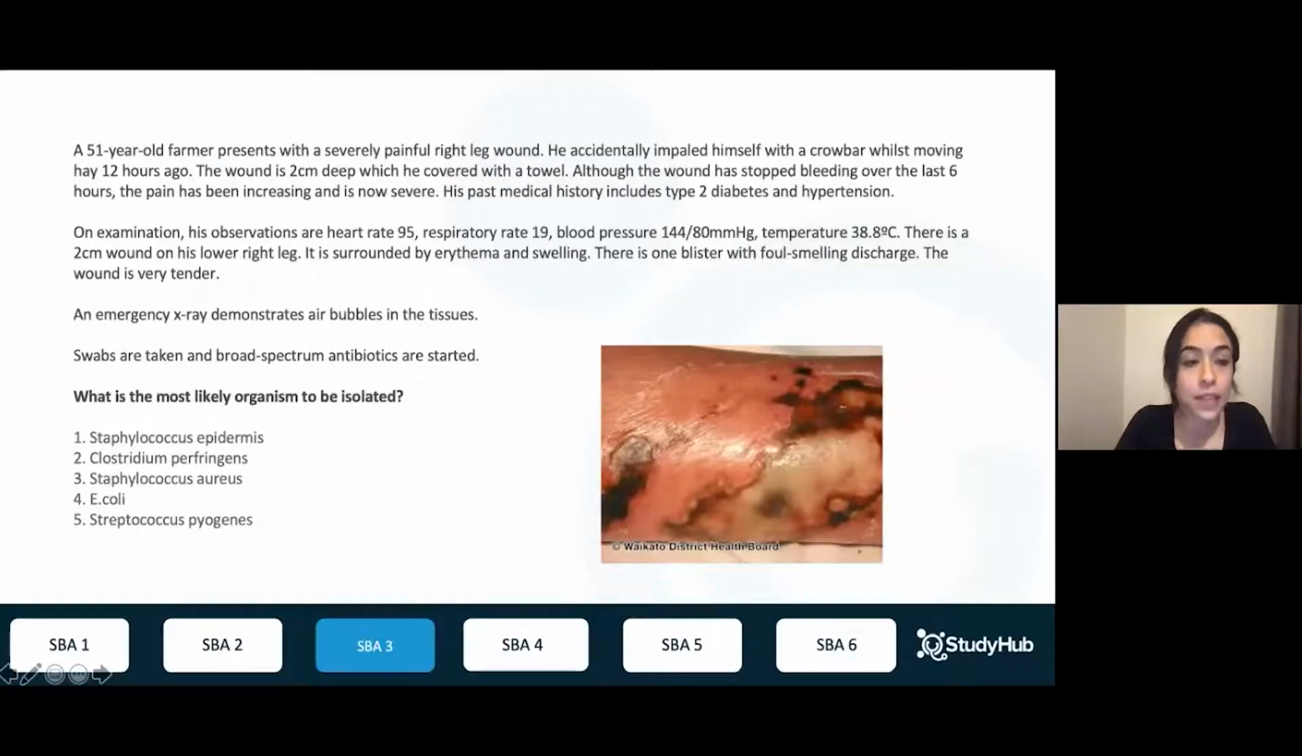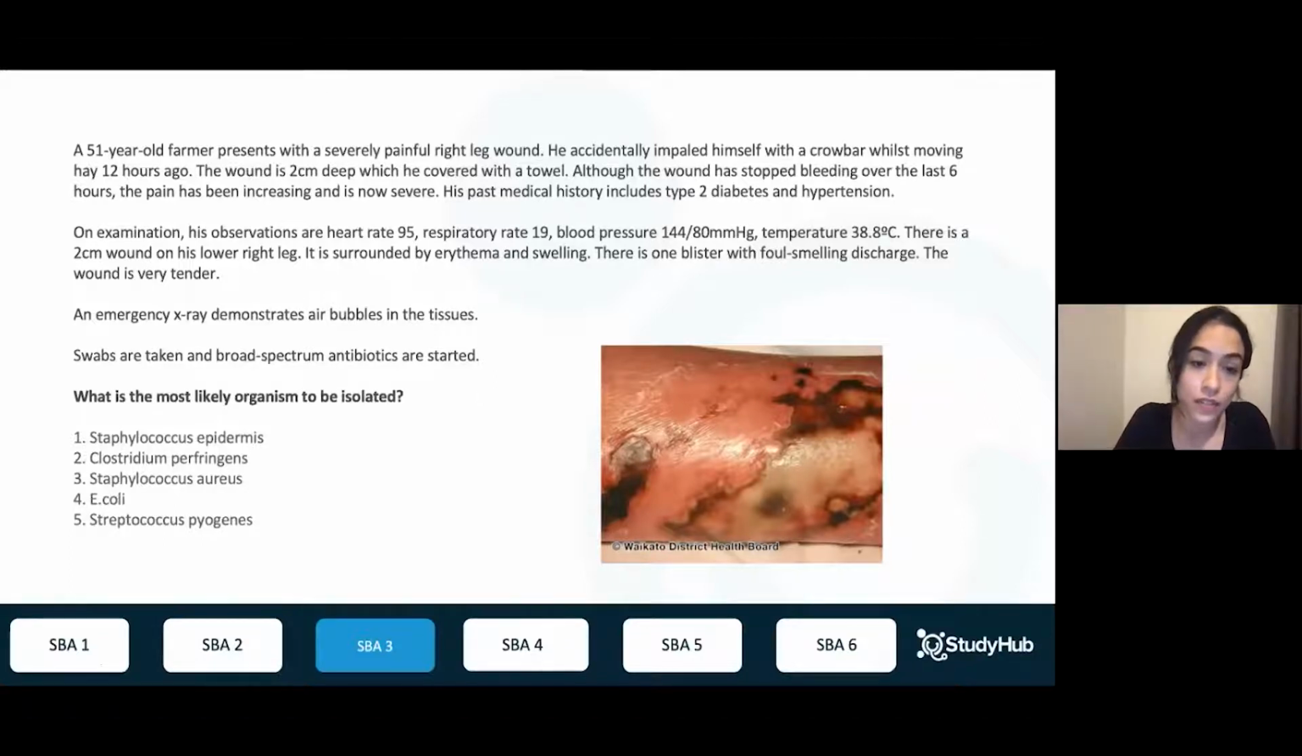Fine. So SBA number 3. A 51-year-old farmer presents with a severely painful right leg wound. He accidentally impaled himself with a crowbar whilst moving hay 12 hours ago. The wound is 2 centimeters deep, which he covered with a towel. Although the wound has stopped bleeding over the last 6 hours, the pain has been increasing and is now severe. His past medical history includes type 2 diabetes and hypertension.